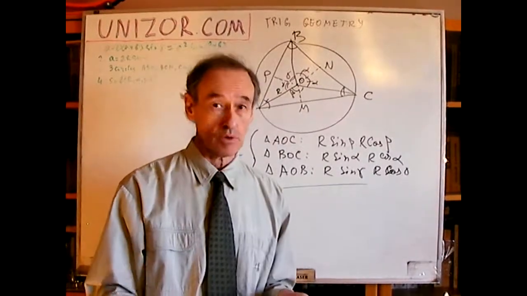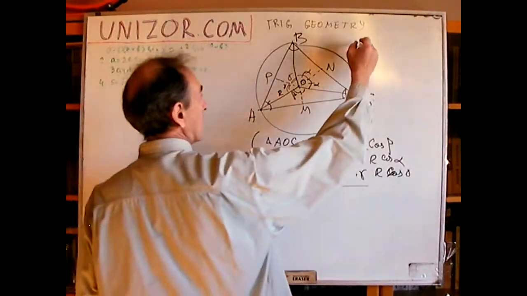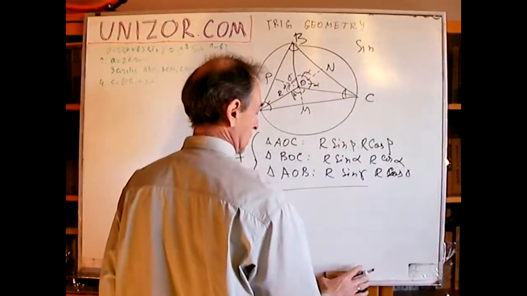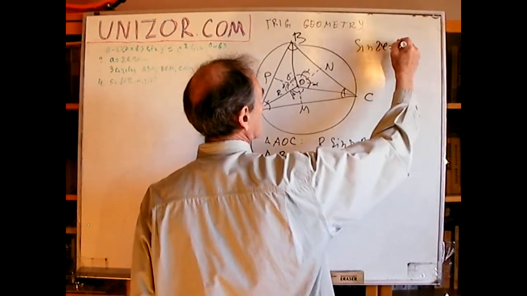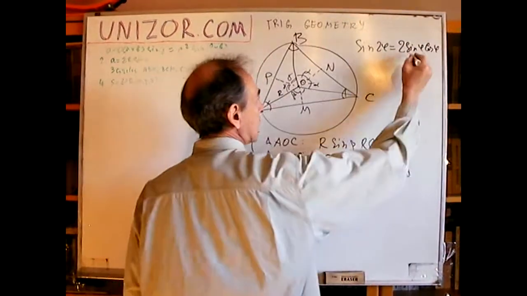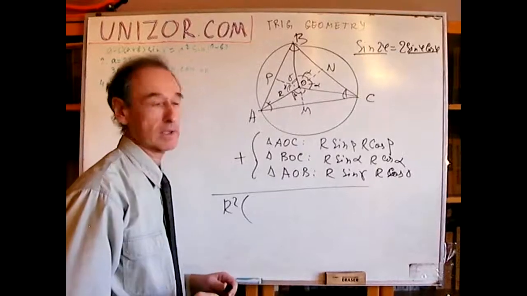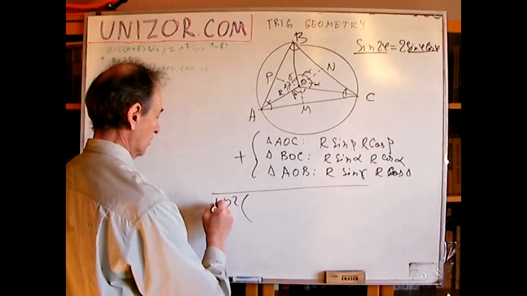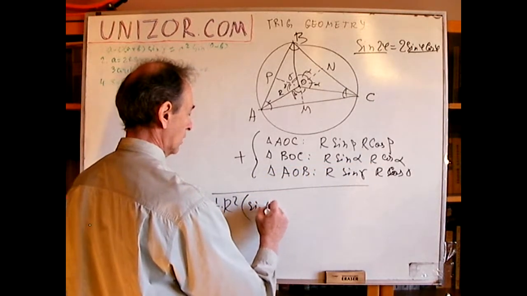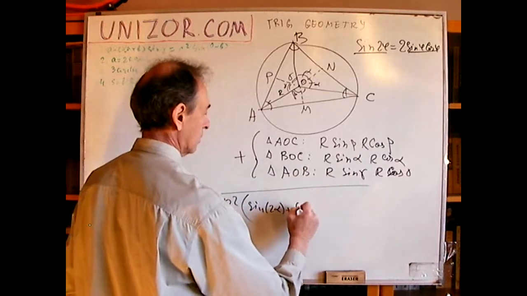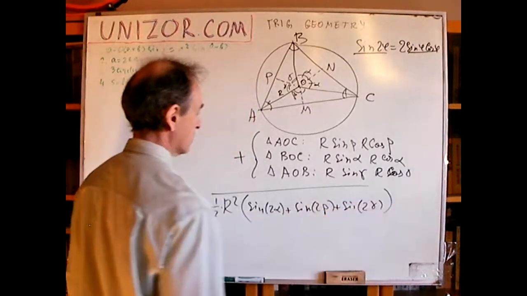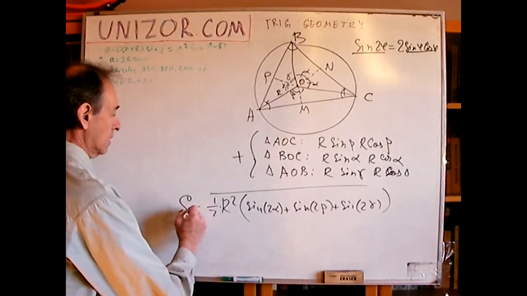What is sine times cosine of an angle? You remember that sine of 2 phi is equal to 2 sine phi cosine phi, right? So sine times cosine is half of the sine of a double angle. So I will put 1/2 in front of it, and instead of sine cosine alpha, I will put sine of 2 alpha plus sine of 2 beta plus sine of 2 gamma. So that's the formula. This is the total area.